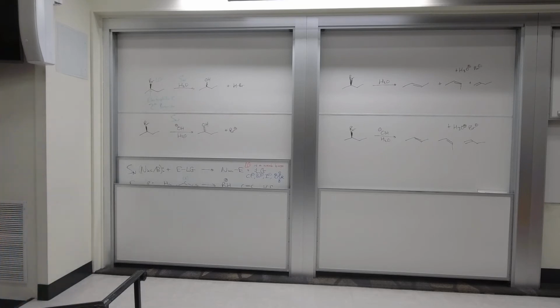Now, what is the base or nucleophile? Hydroxide. So now you've got two choices. You've got hydroxide and you've got water. Why do we know it's hydroxide? Hydroxide is a stronger base than water.